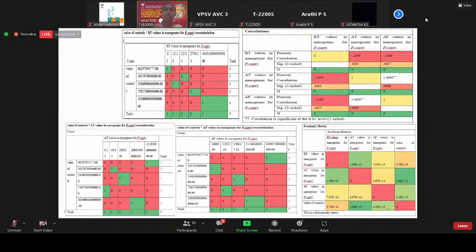It has been represented in the form of cross tabulations, the values of control against BT, AT, and AF values. The correlational statistics extrapolated a strong positive correlation in the after follow-up values. In the proximity metrics, the average distance between the BT and AT was 1.3 into 10 raised to 15, and after follow-up it is 7.6 into 10 raised to 14.